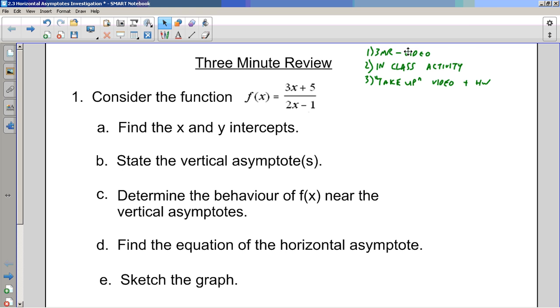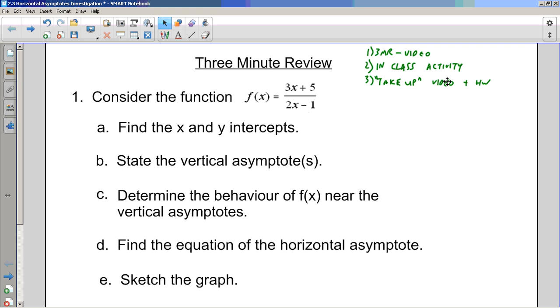This video is taking up a 3-minute review, so hopefully you've tried it. But then after the 3-minute review, I'm going to stop and we'll have this in-class activity, and then there'll be another short video taking up what you're supposed to have learned in class, and then a homework example. So it'll be a little bit strange. You probably could watch this video before doing the activity, but to get the most out of this second video today, you should do the activity in class first. All right, well, let's get at the 3-minute review.